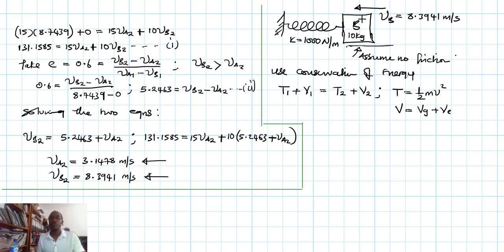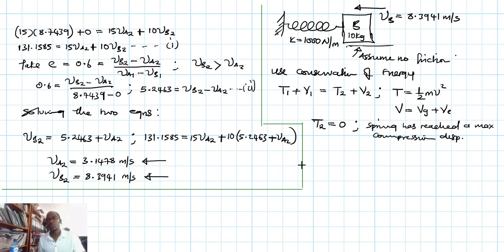All right, so again, look at this. This becomes our initial velocity, all right? Okay, so we are saying when this spring gets compressed, it will reach a point where it is maximum. At that particular point, T2 is going to be equal to 0, because the spring has reached a maximum compression displacement. Okay, so T2 becomes 0 at that point.